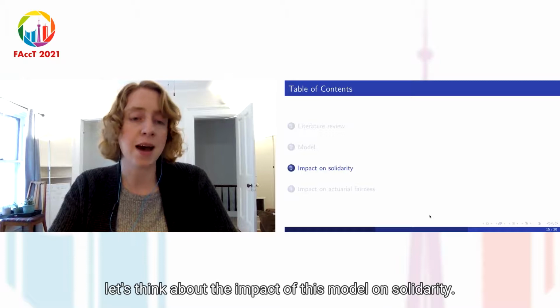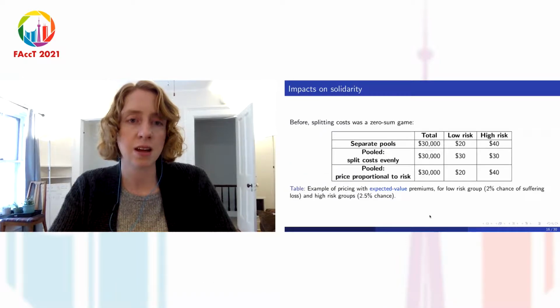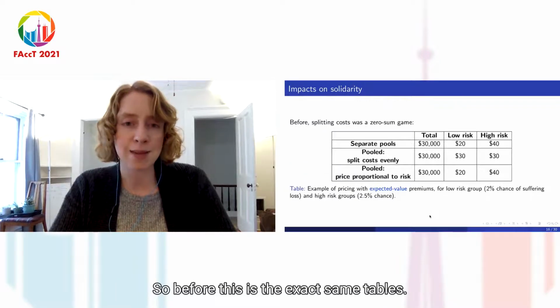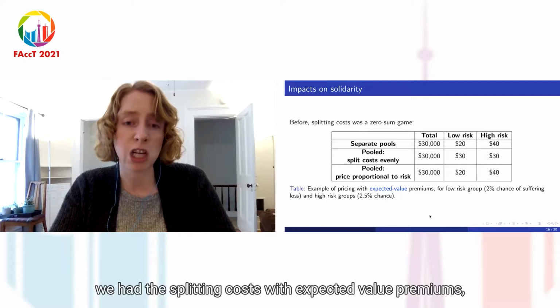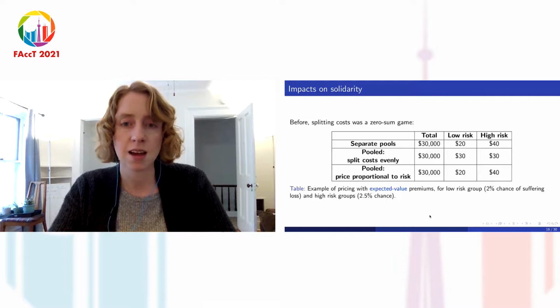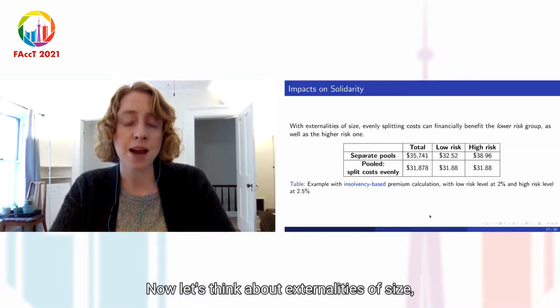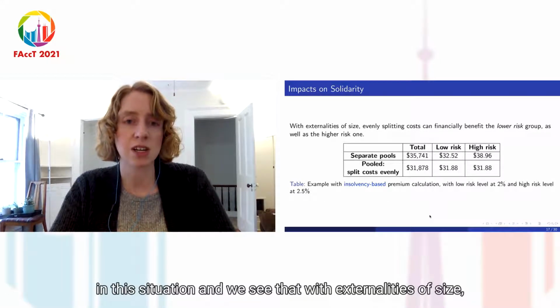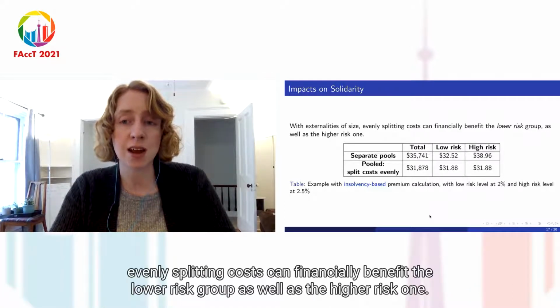Next, let's think about the impact of this model on solidarity. Before, this is the exact same table as before. We had the splitting cost with expected value premiums, and that splitting cost was a zero-sum game. Now let's think about externalities of size in this situation. And we see that with externalities of size, evenly splitting costs can financially benefit the lower risk group as well as the higher risk one.